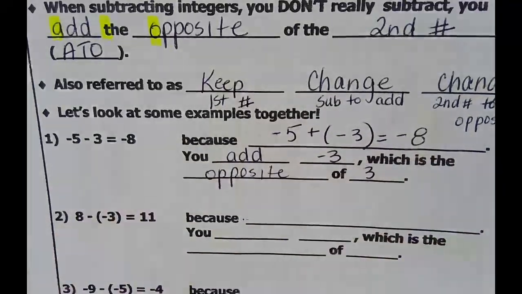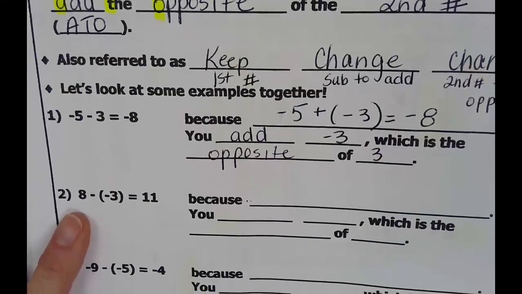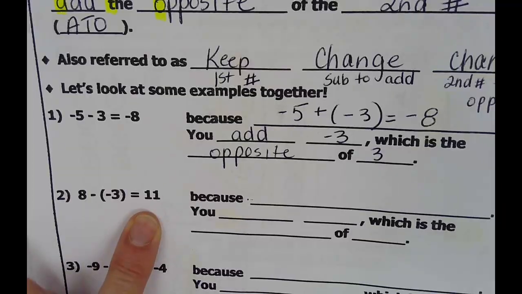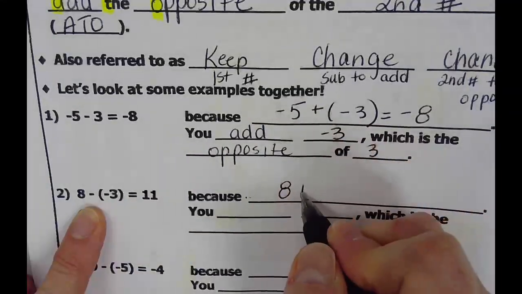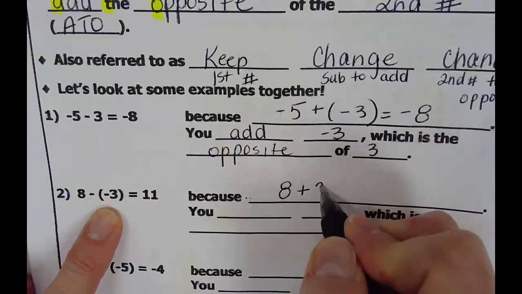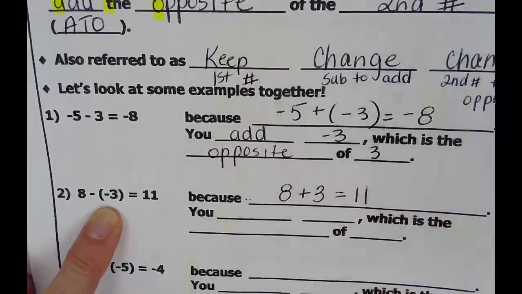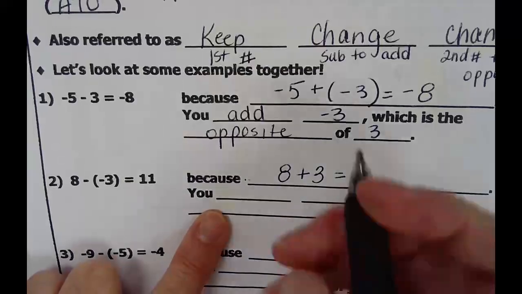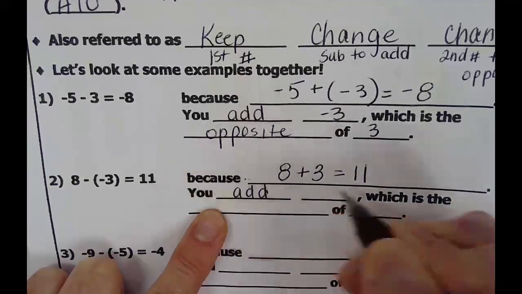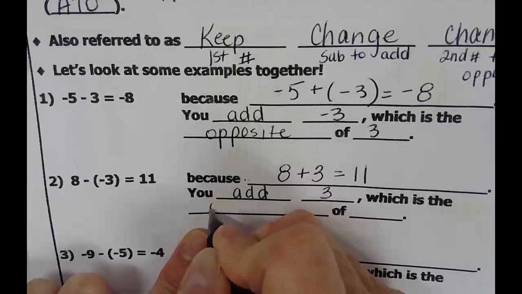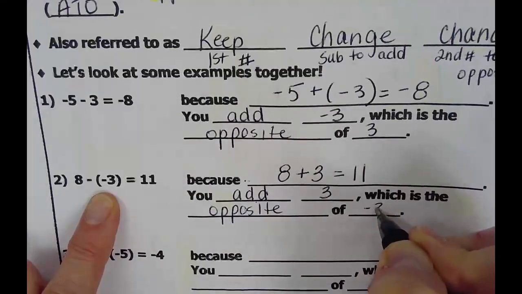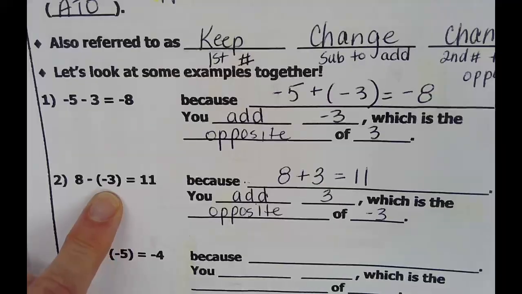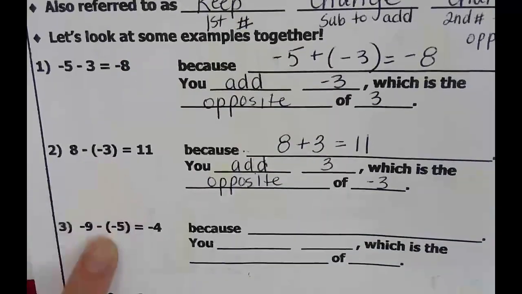of the 3. So for number 2, if I have 8, take away negative 3 is 11. If I keep, change subtraction to addition, change negative 3 to a positive 3, 8 plus 3 is 11. That works because we add 3, which is the opposite of negative 3. We're changing the one after the sign to its opposite.